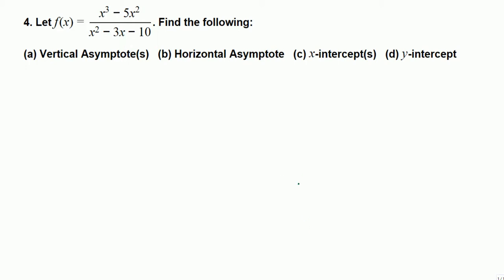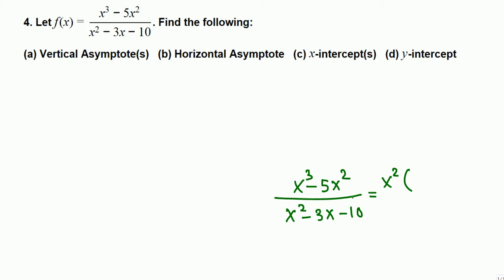Okay, let's do it over here. So x cubed minus 5x squared over x squared minus 3x minus 10. On the top, we can factor x squared out, so x squared times x minus 5, over, the bottom is a trinomial, so if it factors as a product of two binomials, x and x. Now the product is negative 10, so 5 times 2 is 10.